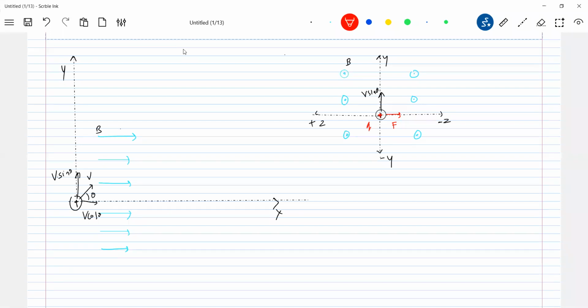Okay, got this one: B bar, velocity, force. Because of force and velocity, you know some projectile motion idea. You have enough idea of projectile motion. How will the particle move? The particle is going to move in a curved path. Here it is going to be a circular path.